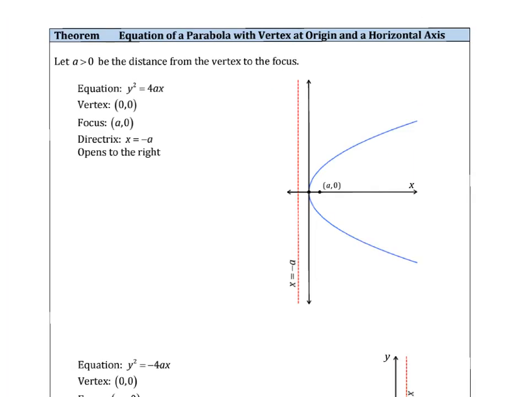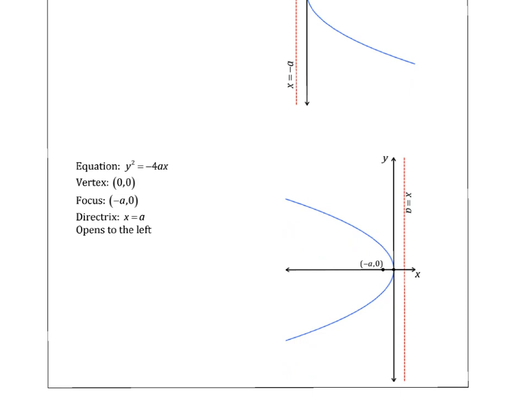If y is squared, that's when it's going to open left or right. Again, a is the distance from the vertex to the focus. If the coefficient on the right-hand side is positive, it opens right. If it's negative, then our parabola opens left.